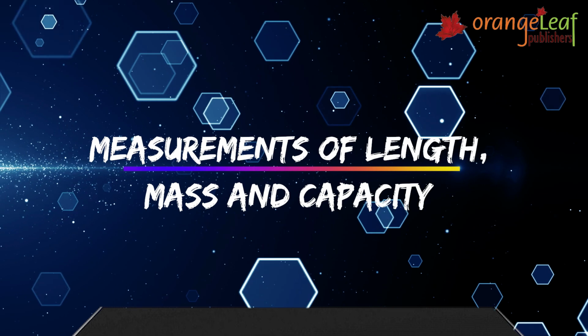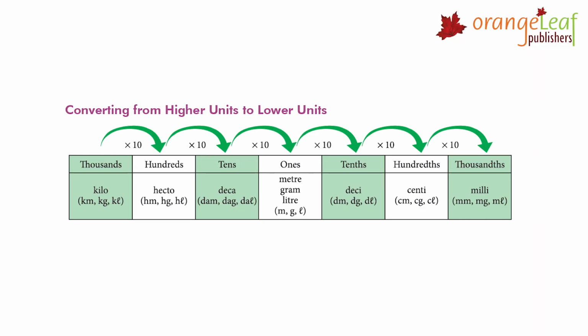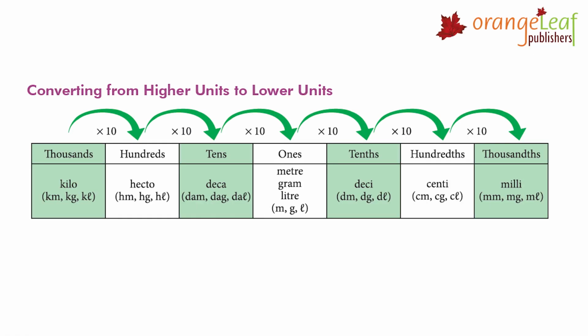Measurement of length, mass and capacity. Converting higher units to lower units. So, have a look at this table here, which shows how we can convert higher units to lower units. To convert higher units to lower units, we have to multiply by 10, 100 or 1000. Here we can see the different units from thousands to hundreds, tens, ones, tenths, hundredths and thousandths.